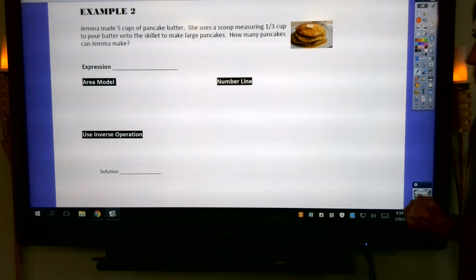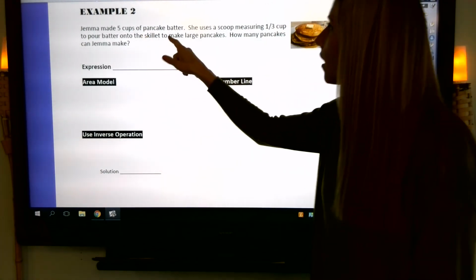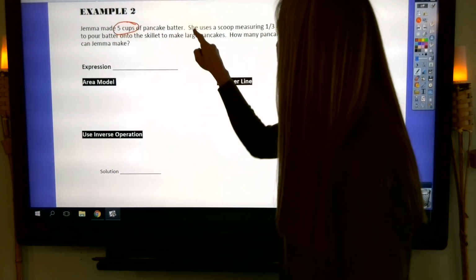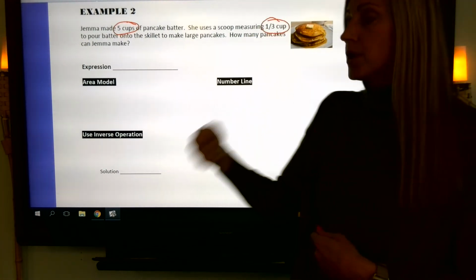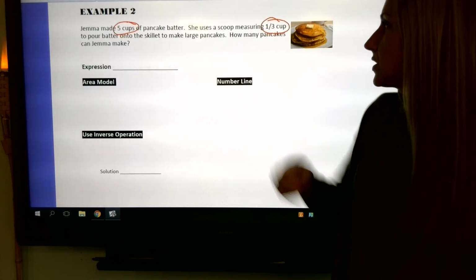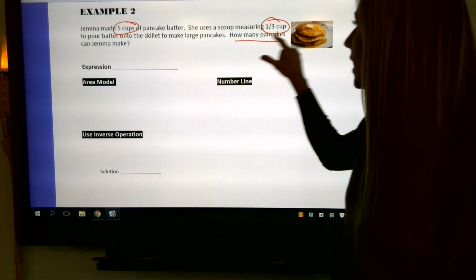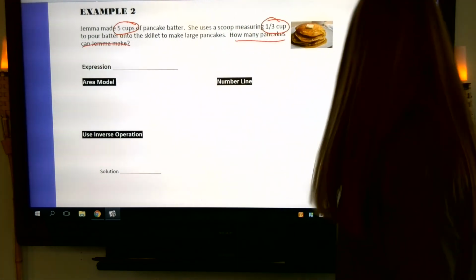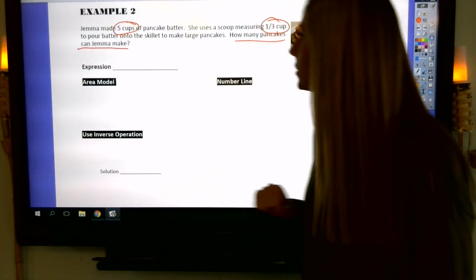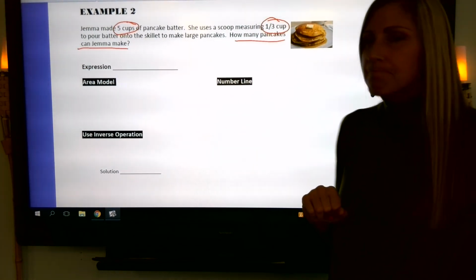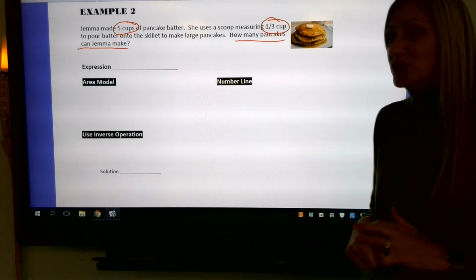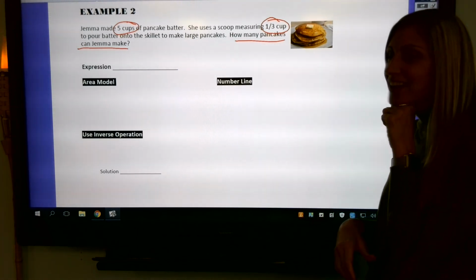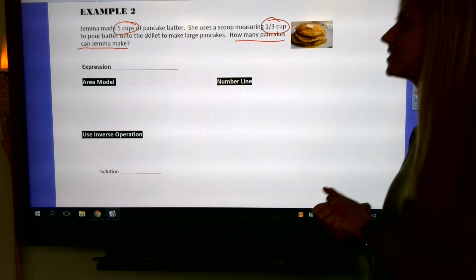Looking at this example, Gemma makes 5 cups of pancake batter. She uses a scoop, which is a 1/3 cup scoop, to pour the batter into the skillet. How many pancakes can Gemma make? So, what's being divided? Gotta get this part right, otherwise our answer will be quite different. As you can see, our numbers are similar to what we just did in example 1.